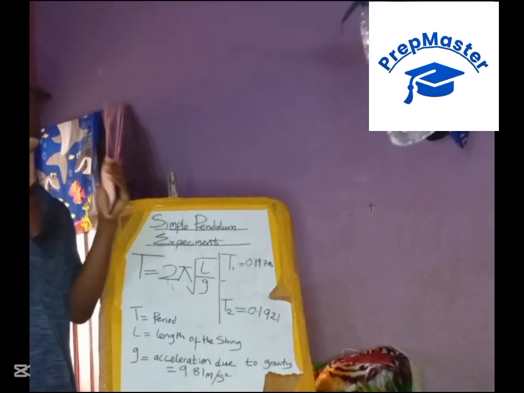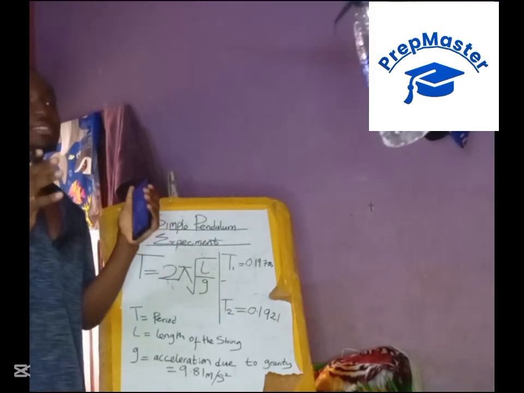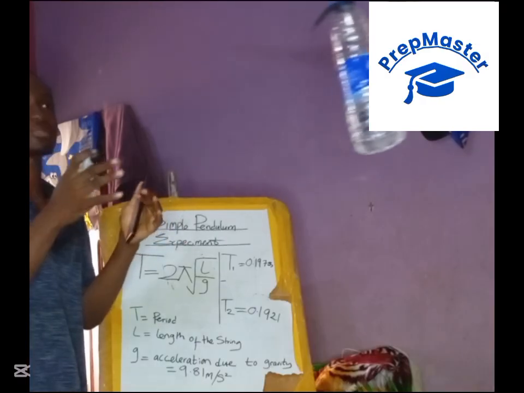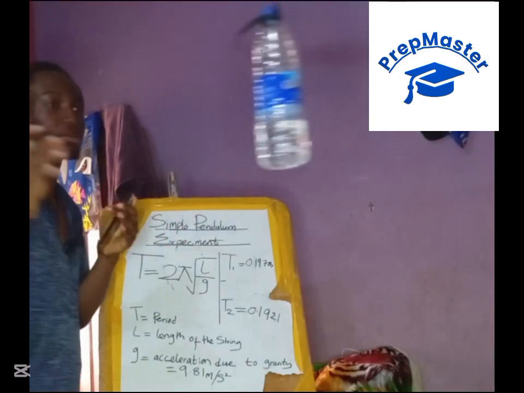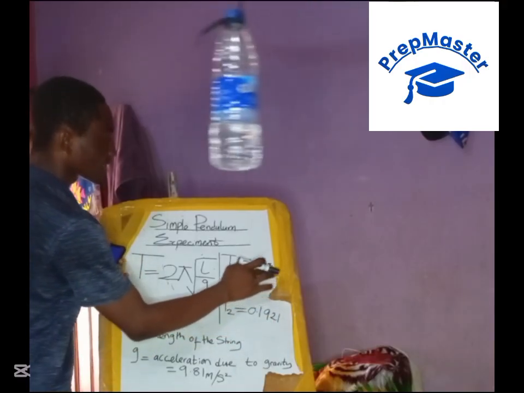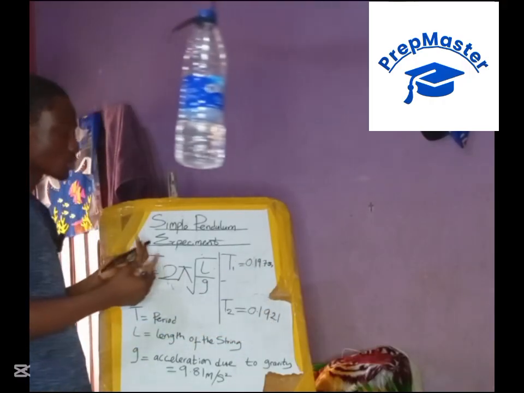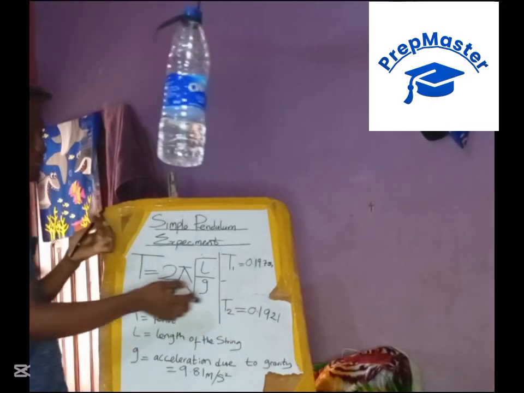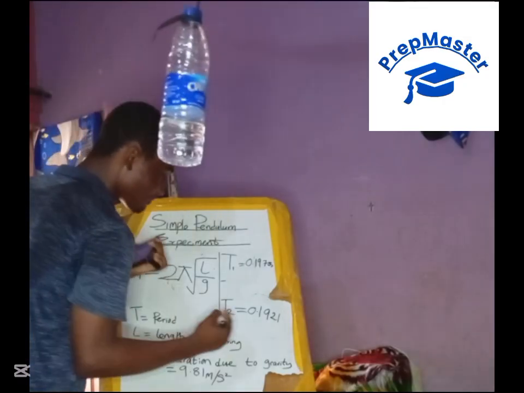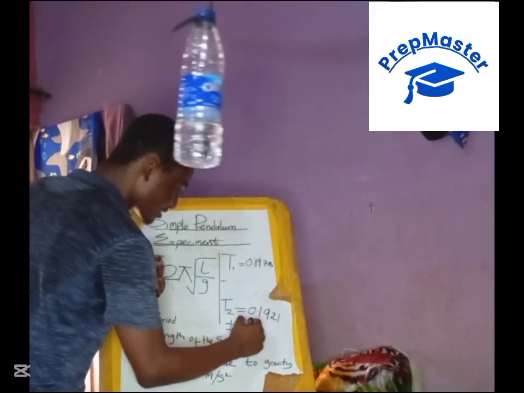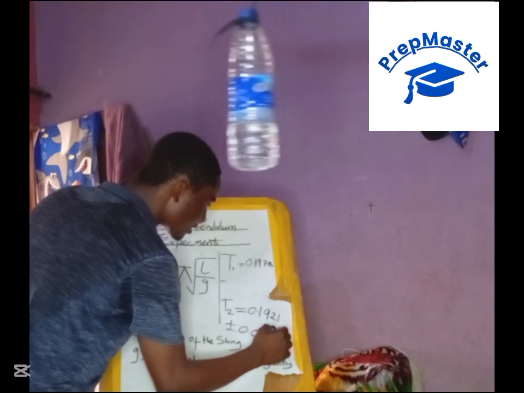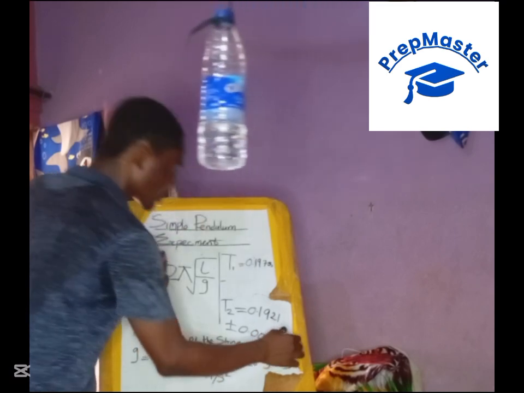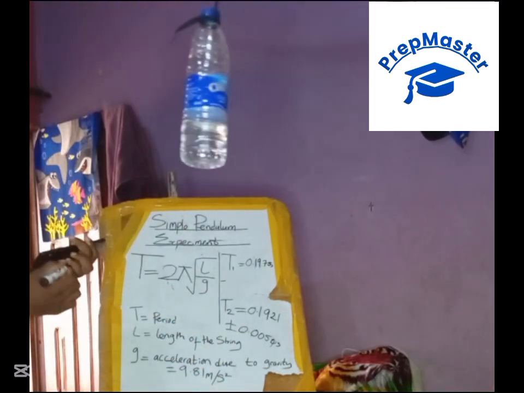Let's just say that it's because of air resistance and drag, which pushes air molecules front and back, and sometimes a breeze might come and push it. So that's why it's giving this difference at the end. The difference in the two periods of oscillation is about plus or minus 0.00554 seconds.